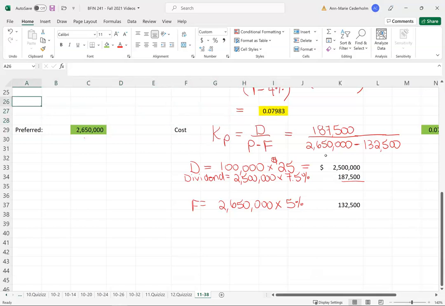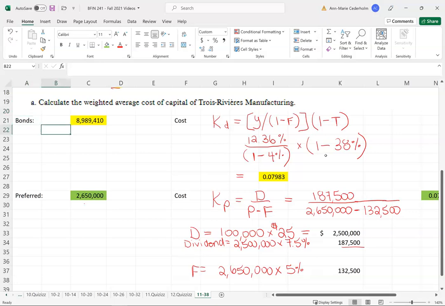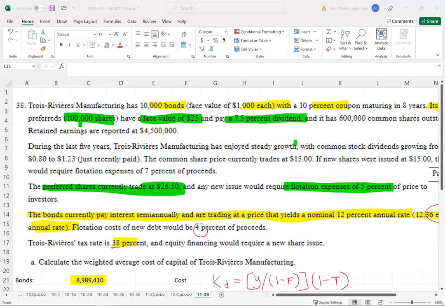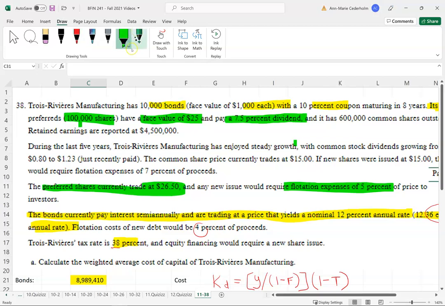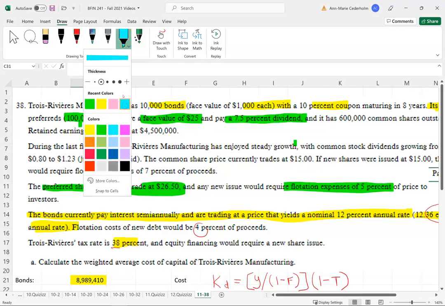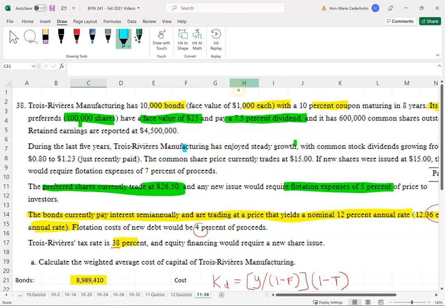So now I've got both the cost of the preferred shares and the cost of the bonds. I've got the value of the bonds and the value of the preferred shares. So now all I have to do is calculate the common shares. Okay, so I'm going to highlight in blue anything that has to do with the common shares.